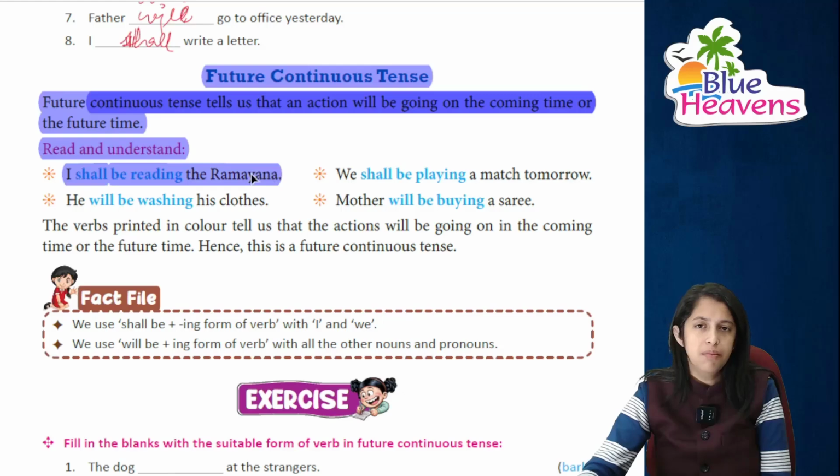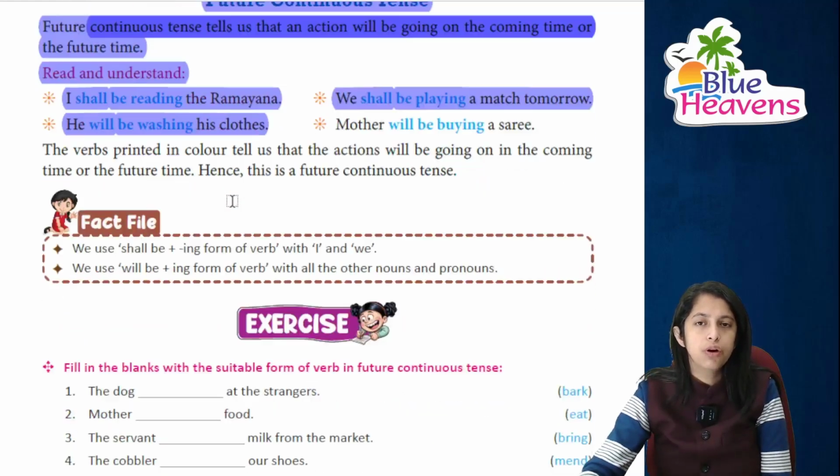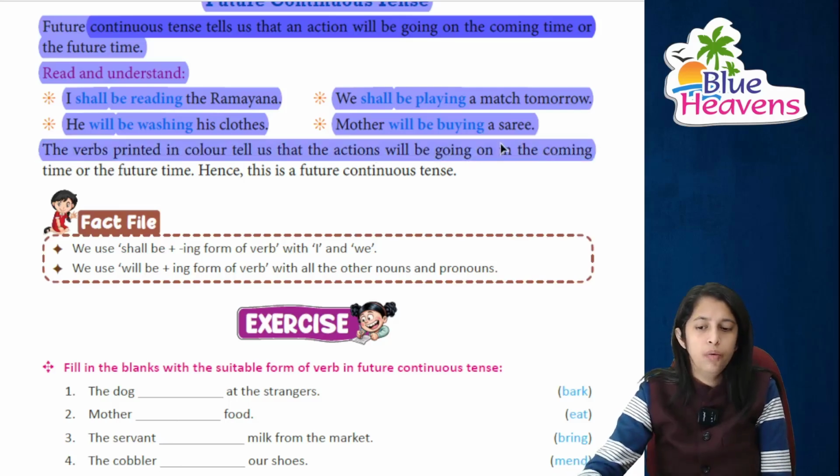I shall be reading the रामायण, मैं रामायण की बुक पढ़ूंगी. We shall be playing match tomorrow, हम कल मैच खेलेंगे, right? He will be washing the clothes, वो कल कपड़े धोएगी. And the mother will be buying a साड़ी, वो साड़ी buy करेंगे. So the verbs which are printed in color में हैं, it tells us that action will be going on in the coming time or future time में होगा, and hence it's a future continuous tense.